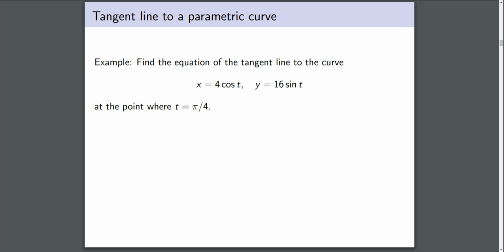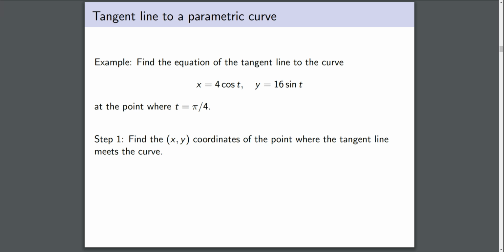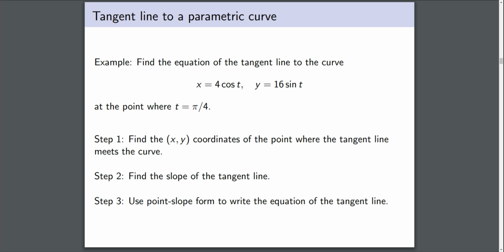A lot of the steps that we use are going to be similar to what we did in Calc 1 when we found the equation of a tangent line. So the first thing that we need to do, we're going to find the coordinates of the point where the tangent line meets the curve. Then we're going to find the slope. And for the last step, we use point-slope form to put the pieces together. And the answer that we get will be the equation of the tangent line.